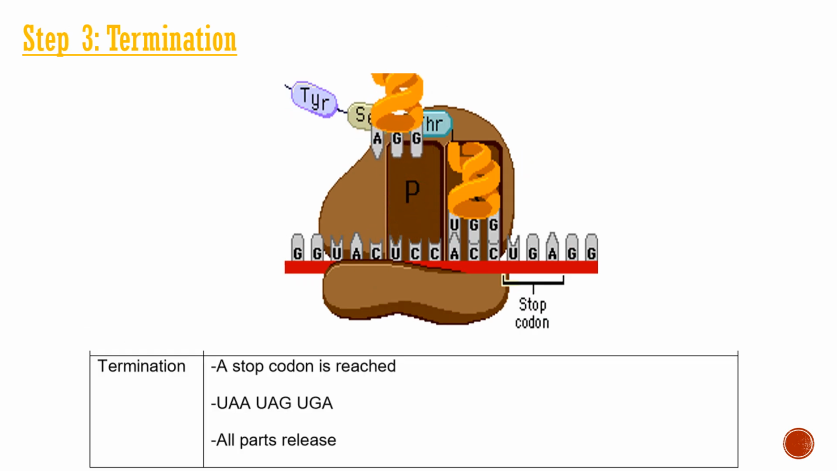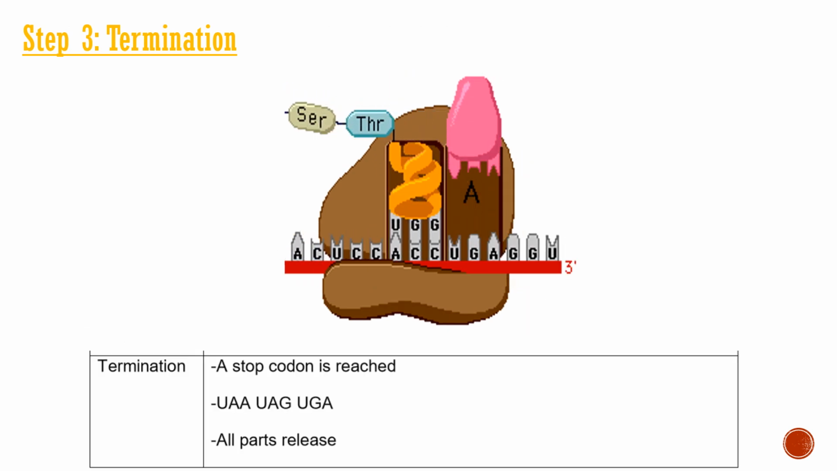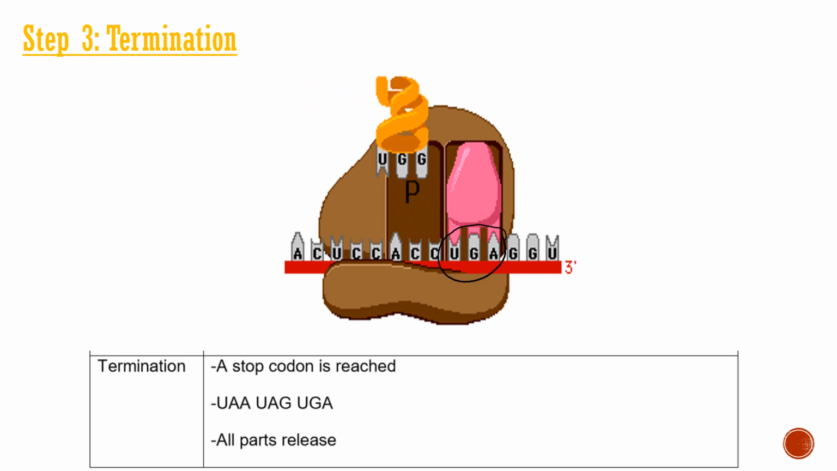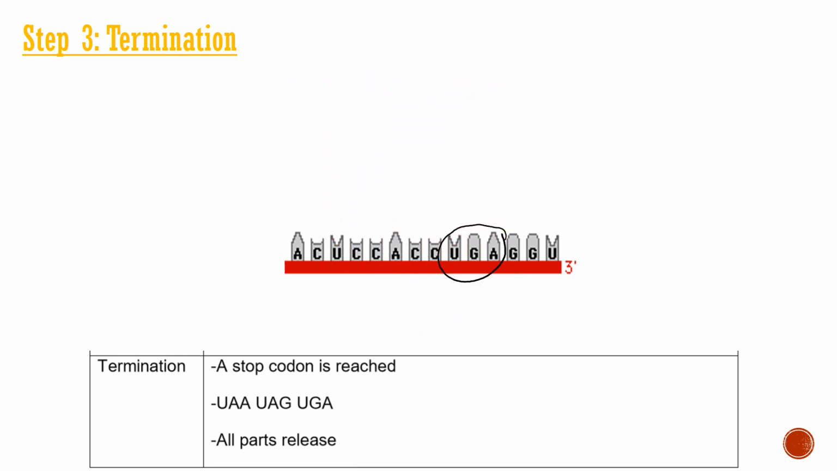And then we go to termination. This is when a stop codon is reached. We have UAA, UAG, UGA, and all other parts are released at this point.